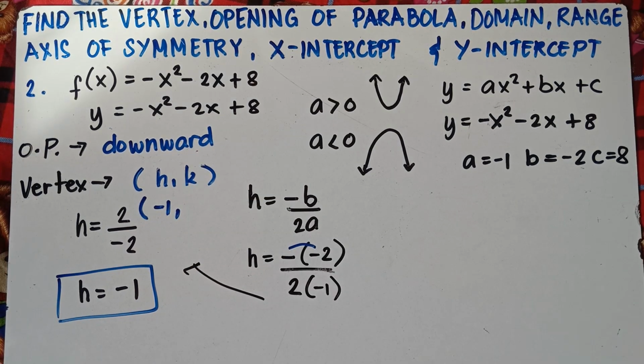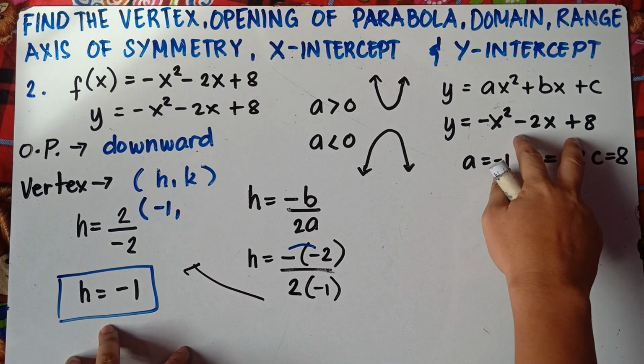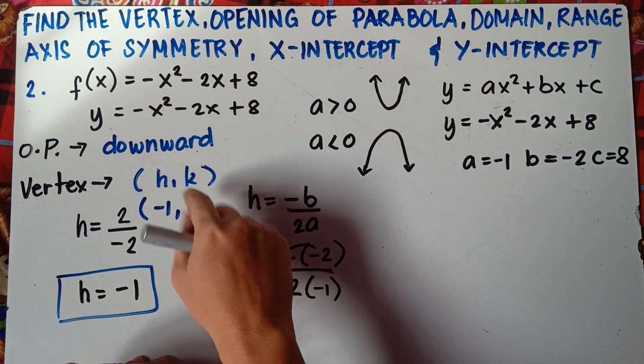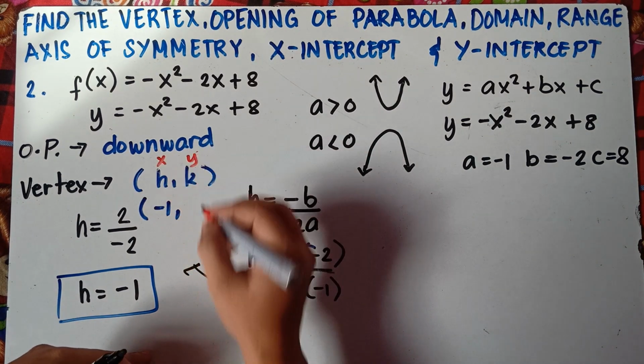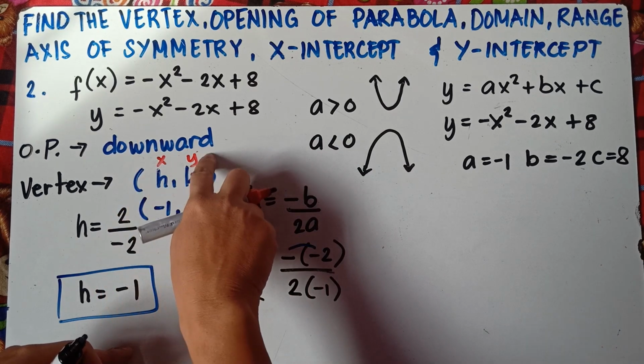Now, to find k class, you have two solutions. First, you can simply substitute the value of h into the equation to find k. Or second, you can use the formula. So it depends on you class, which do you prefer. So I will be explaining the two solutions for you to really understand how to find k. So once again, h and k, we can write it as an ordered pair. That would be x and y. Once again, your h is your x, your k is your y.